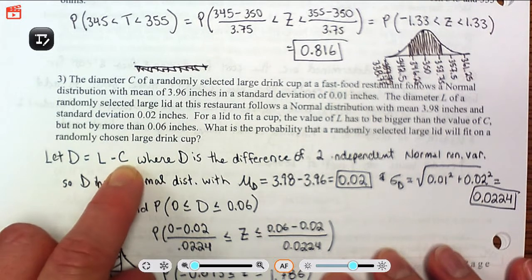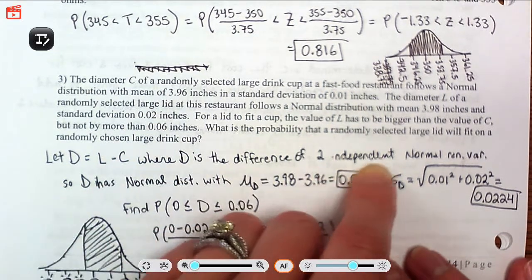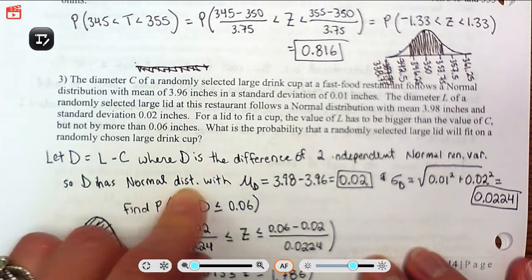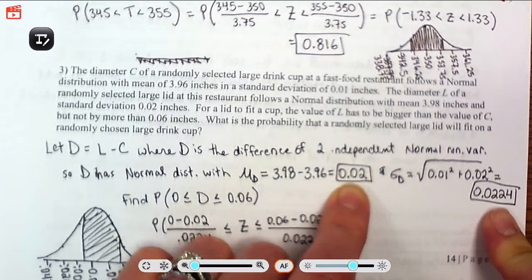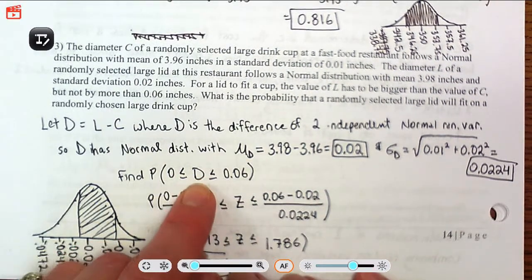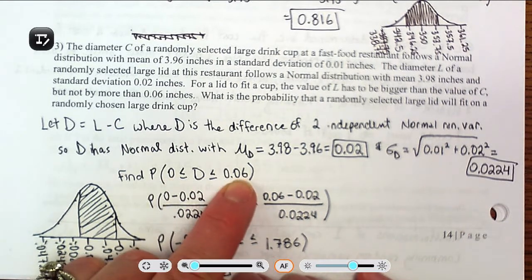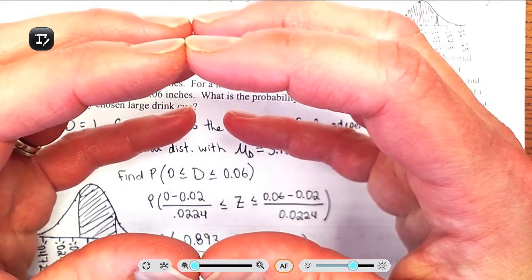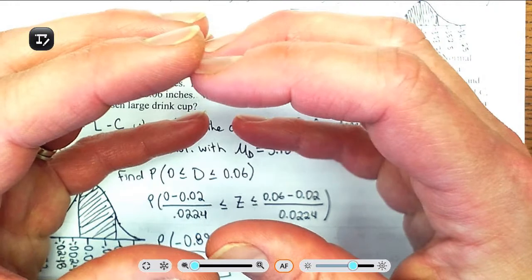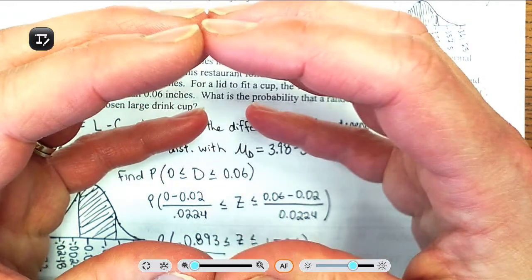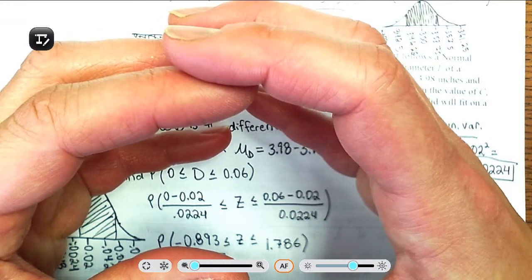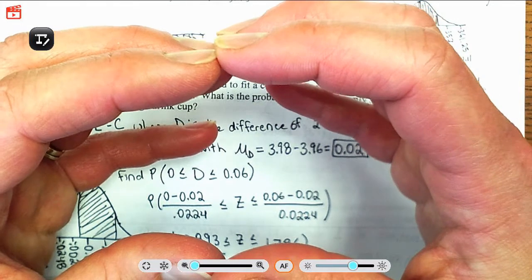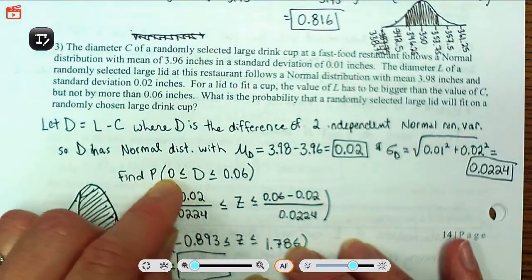Let D equal lid minus cup, where D is the difference of the two independent normal random variables, so D has a normal distribution with mu D equals this and standard deviation equals this. Find the probability that D, the difference, is between 0 and 0.06. We can't have the lid be the exact same size as the cup, or else it won't go on. We also can't have it be smaller than the cup, or else it won't work the way it's intended. It has to be bigger than the cup by up to 0.06 inches.